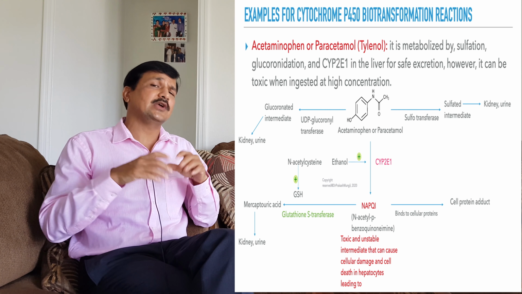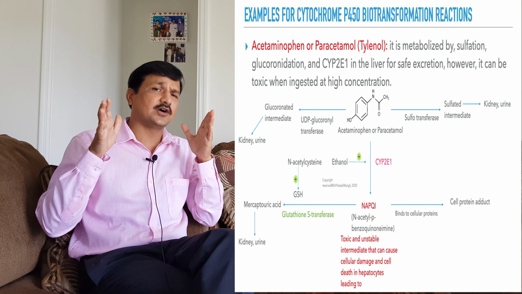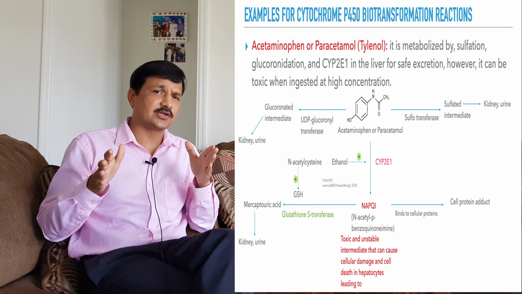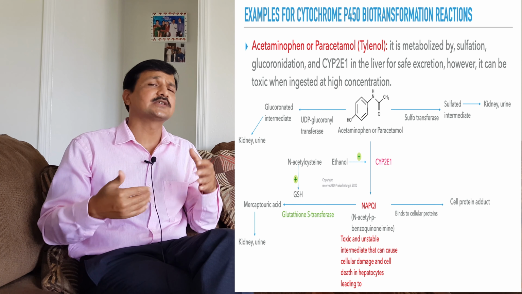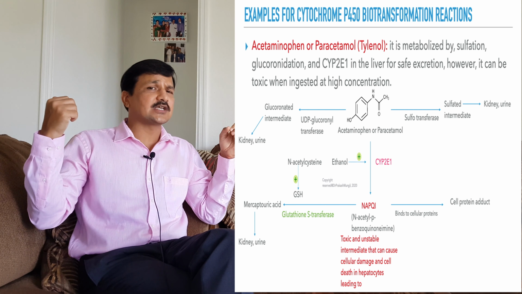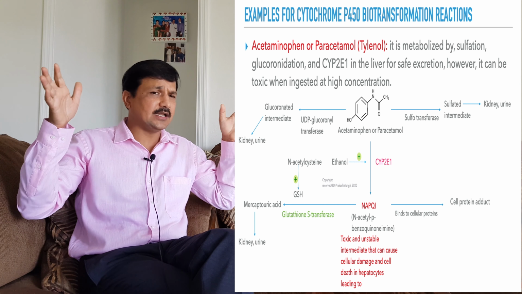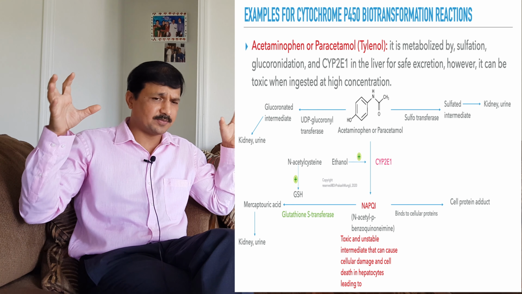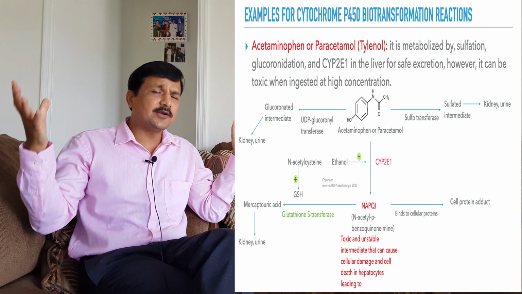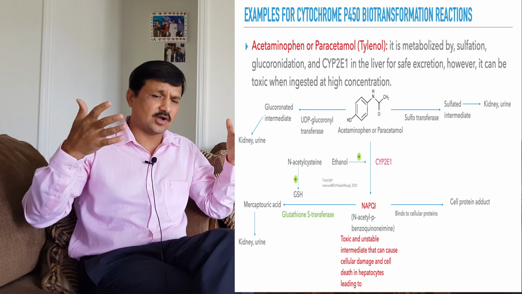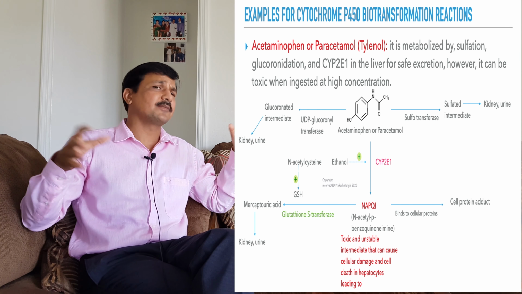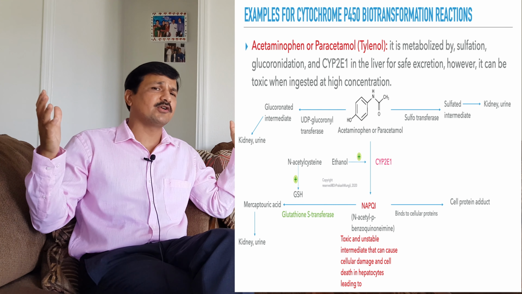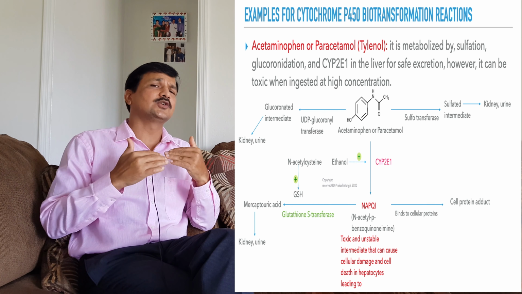Now what happens whenever toxic doses of acetaminophen or paracetamol are given, or when there is acetaminophen or paracetamol toxicity? The glucuronidation and sulfation, the two processes which handle most of the acetaminophen and paracetamol, will be overwhelmed by the toxic concentration. Under the normal therapeutic range they will take care of it, but when there is excess they will become overwhelmed. Most of it is going into 2E1 now.